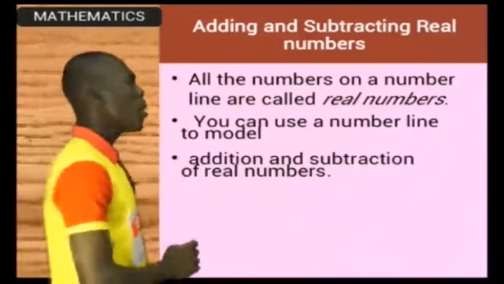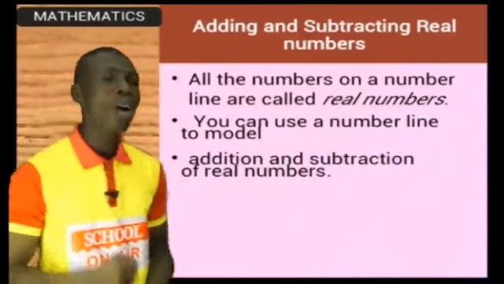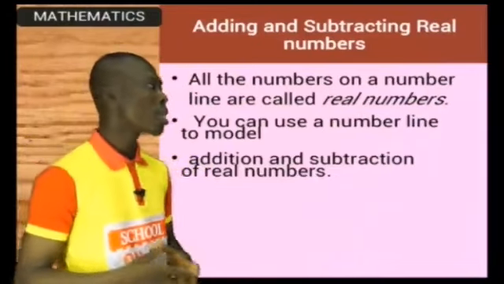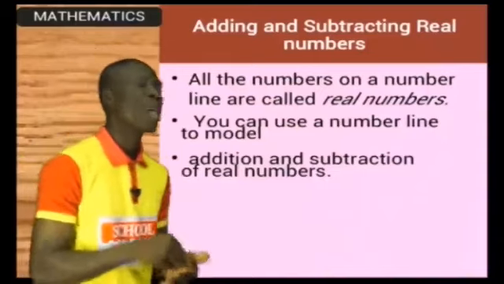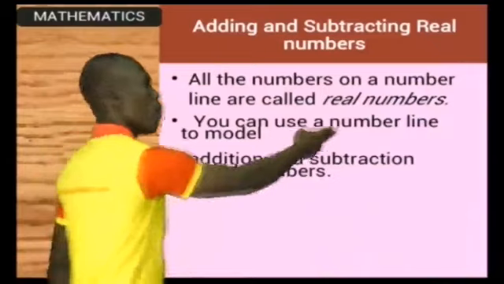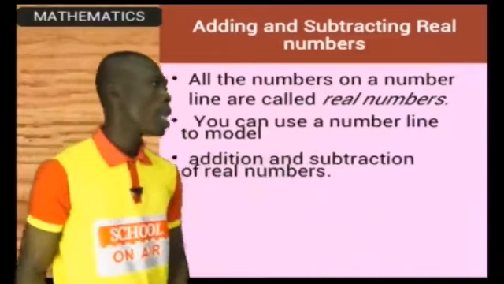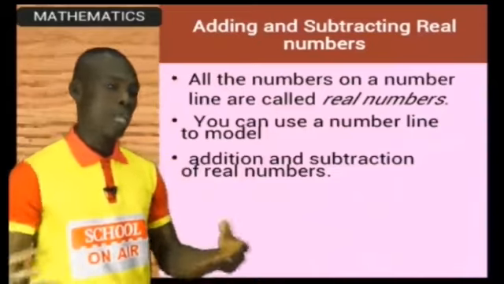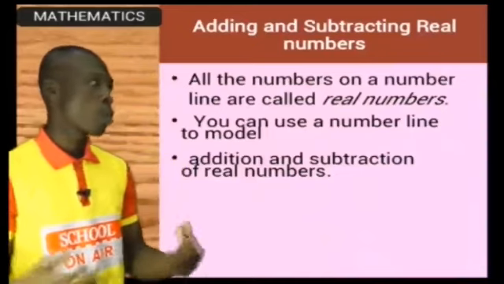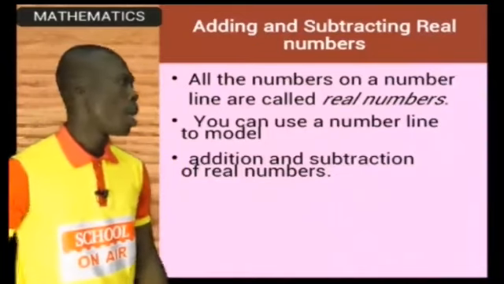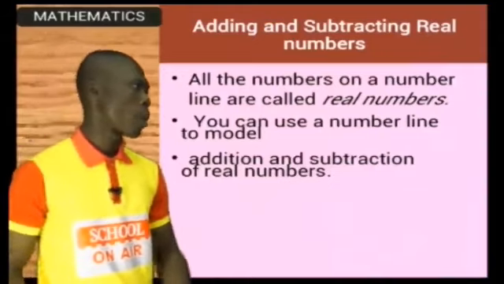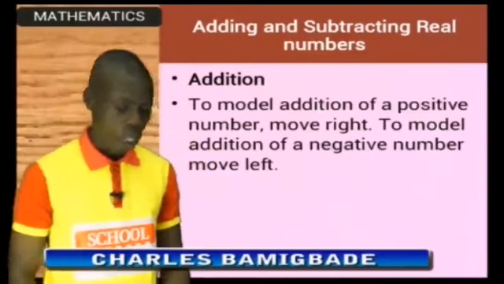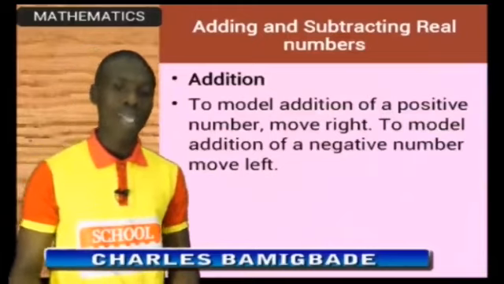All the numbers on a number line are called real numbers, because we are talking about addition and subtraction of real numbers. So what are real numbers? Real numbers are all the numbers that you can find on a number line. And also you can use a number line to model a particular equation or expression. A number line can be used as a model to express whatever we have in algebra. And then, of course, we are going to talk about addition and subtraction of all these real numbers. So these are the things that we'll be having our hands on today. First, we are going to start looking at addition.